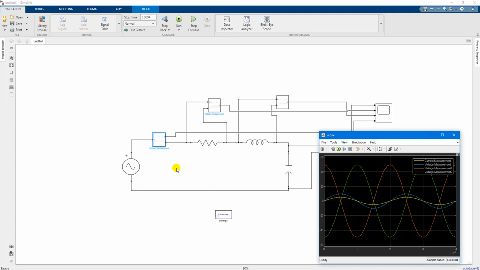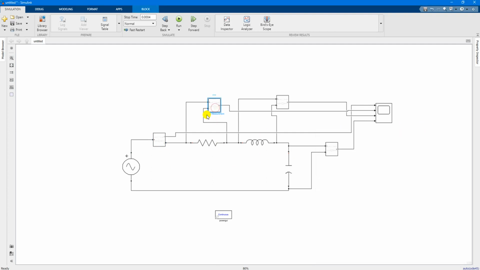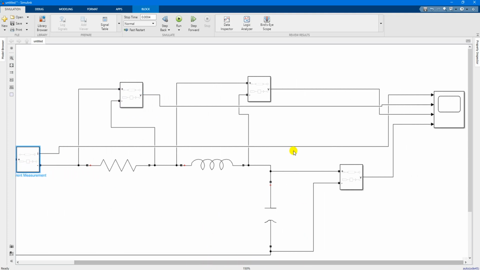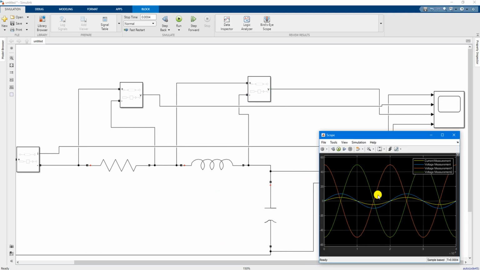Okay, the second one, which is voltage measurement, you can see here, let's zoom in. If we go to the right here, voltage measurement 1, which is the voltage across the inductor, and here voltage measurement 2, which is the capacitor. You can see here voltage measurement 1, voltage measurement 2.